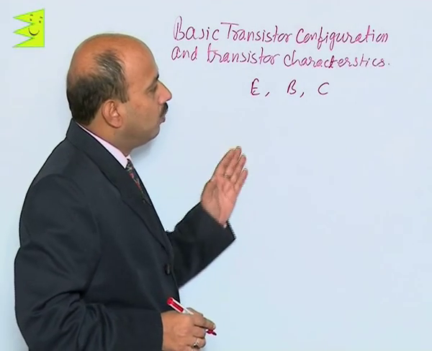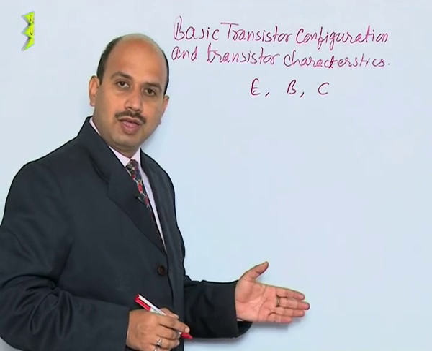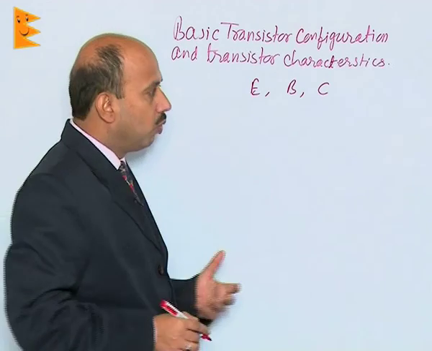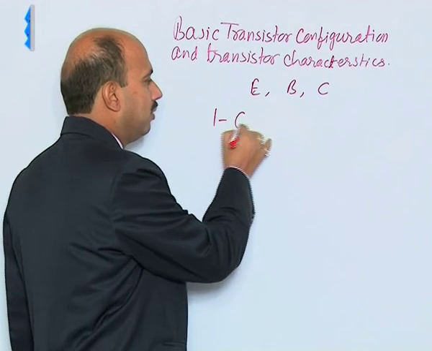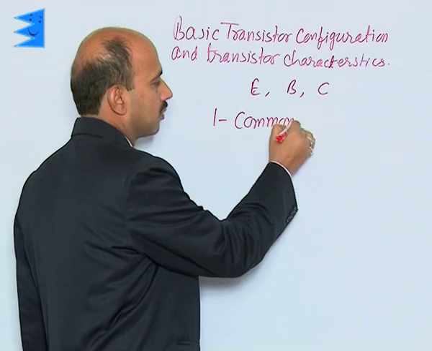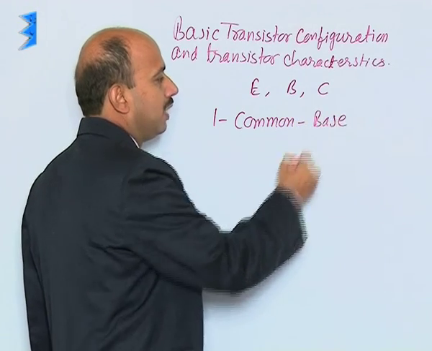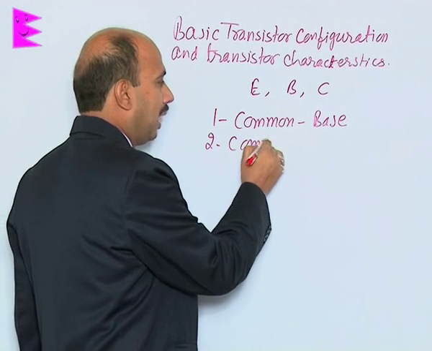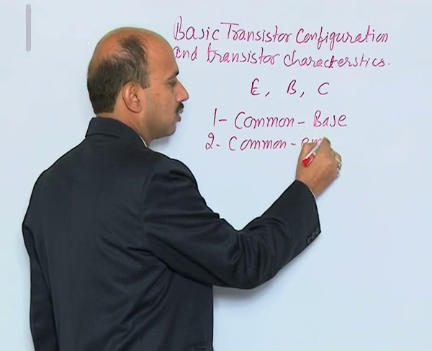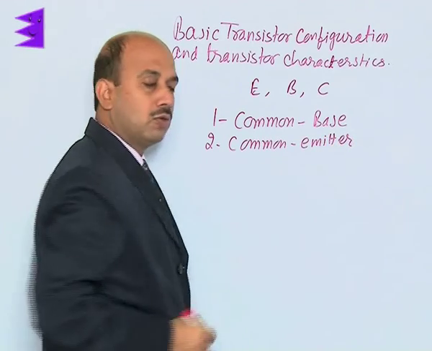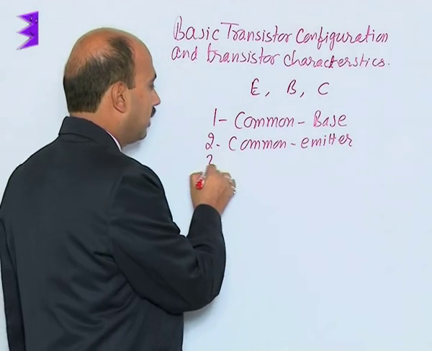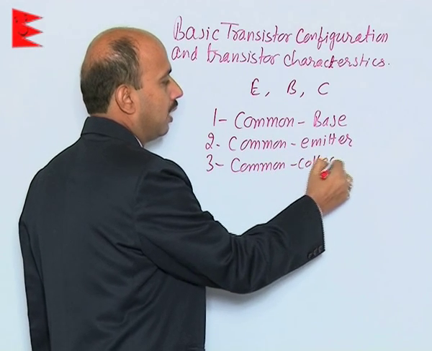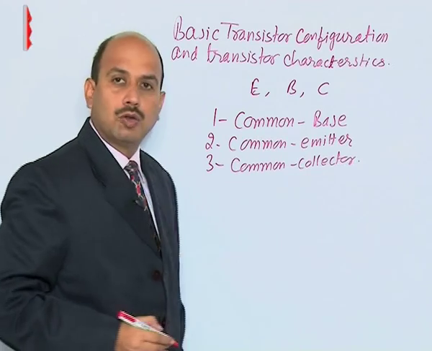So, we can make any one thing common to both the sides, and according to that the configuration of the transistor is decided. First, we can take a common base. Common base configuration means here the base is common. Second one is common emitter. Here the emitter is common to both the sides, input and output, and third one is common collector. Here the collector is common to both the input and output side.